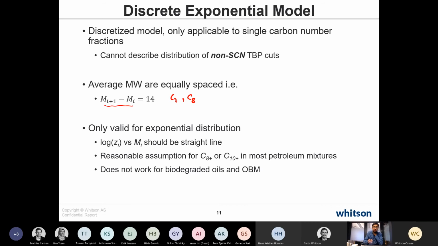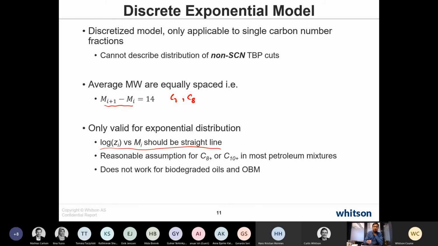And again, the exponential model, as the name suggests, is only valid for exponential distribution, which means that if you plot the log of Zi versus Mi, your data should fall on a straight line. This is usually a reasonable assumption for C8 plus or C10 plus extended GC data in most petroleum mixtures.